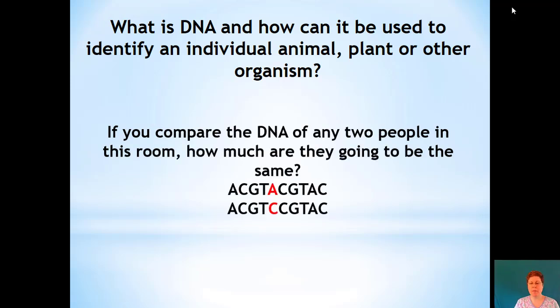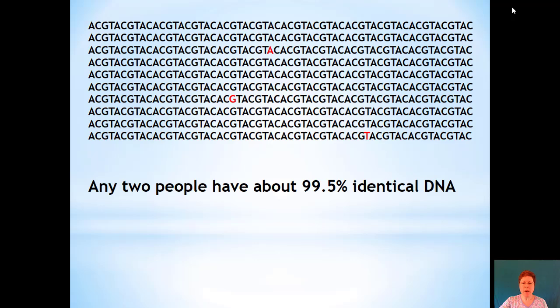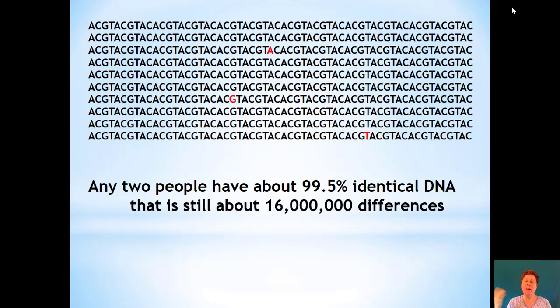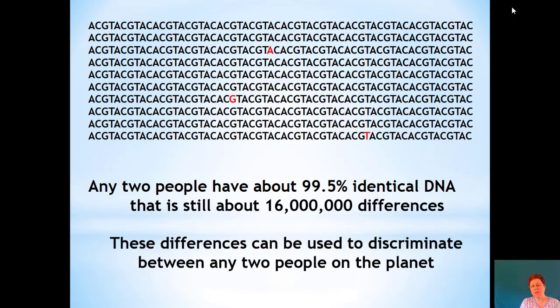So again, this would normally have been done in lab. If you compare the DNA of any two people, they are about 99.5% genetically identical. There are small differences between any two human beings. It's still about, as I said, 16 million differences. So we can use those differences to differentiate between any two people on the planet. Right? Those 16 million differences, even between siblings, would allow us to differentiate, okay, was it you or your brother who was the one who left DNA at the crime scene, for instance.